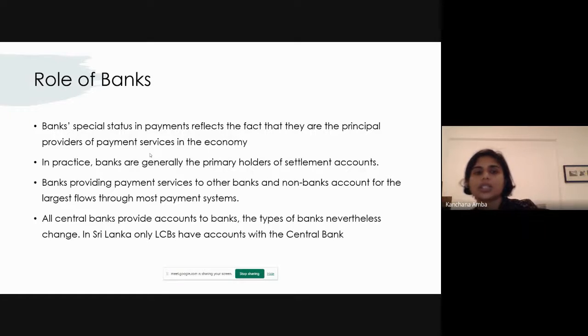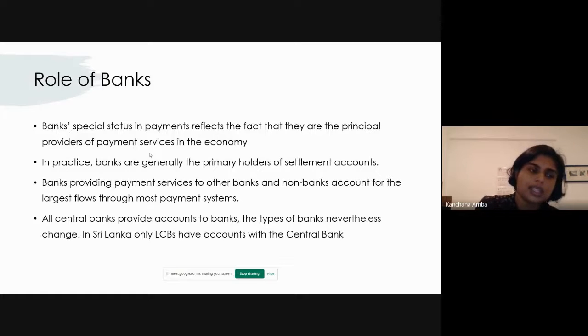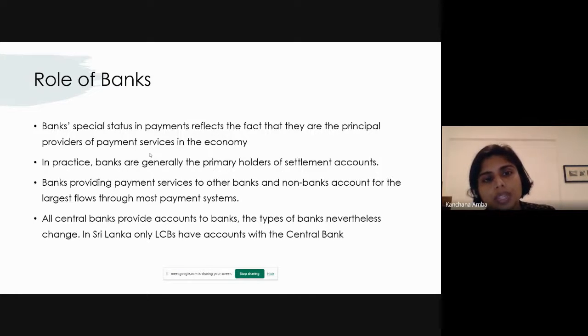Unless each bank goes and gives a wad of cash to the other bank, there is no point for the banks to connect and transfer their money, right? So to do that, you have settlement accounts with the central bank, and in Sri Lanka it is the licensed commercial banks, LCBs, that have the settlement accounts, right? And if you are wondering what happens to the other banks, they come into this system as secondary members, right? Via the LCBs.